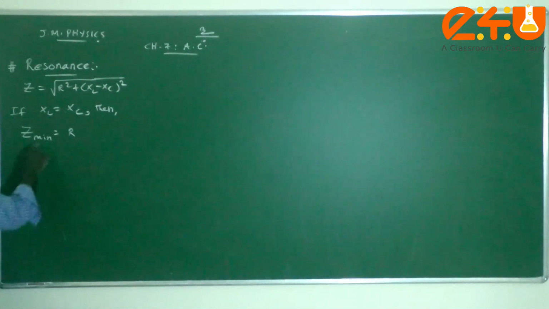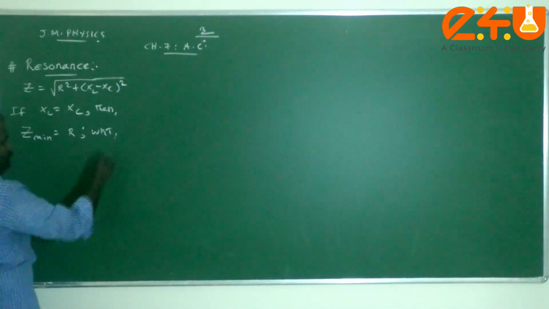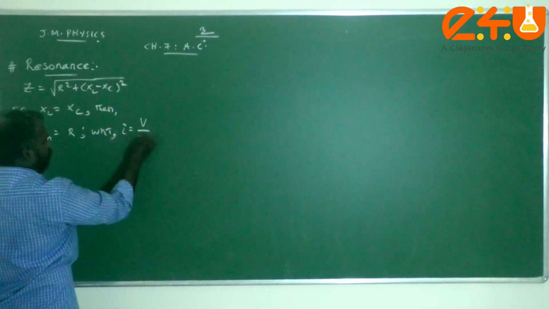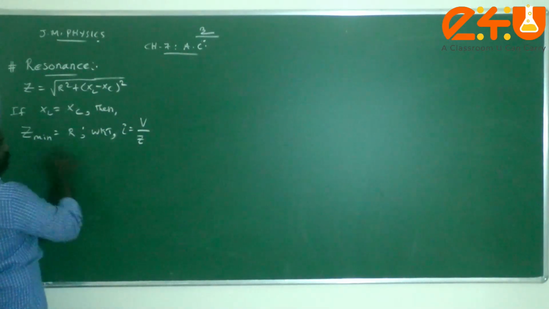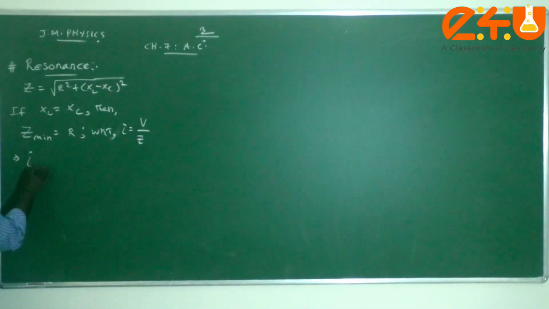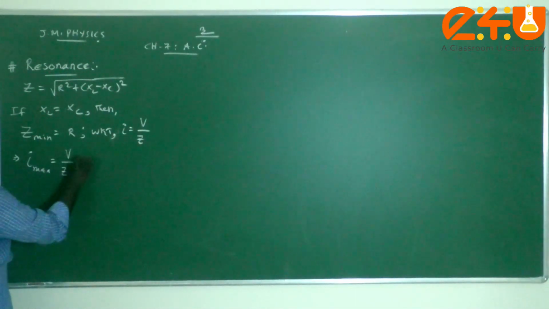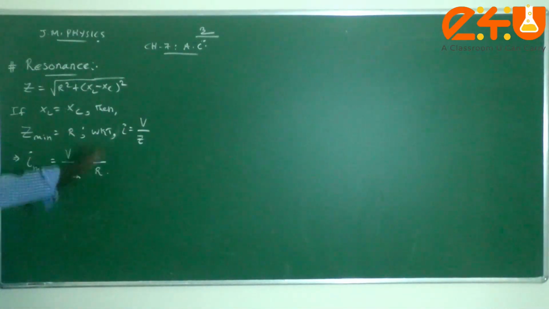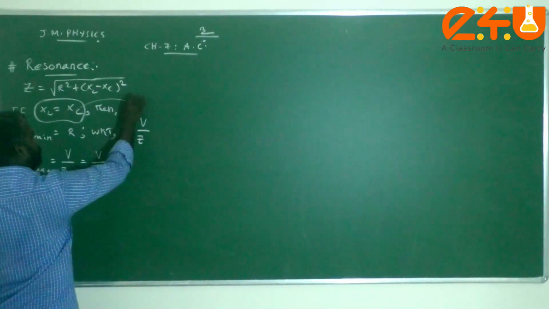R. So, when Z decreases, we also know that I is equal to V effective divided by Z. When Z becomes minimum, current becomes the maximum. Therefore, I can say that I maximum is equal to V by Z minimum, that is equal to V divided by R.